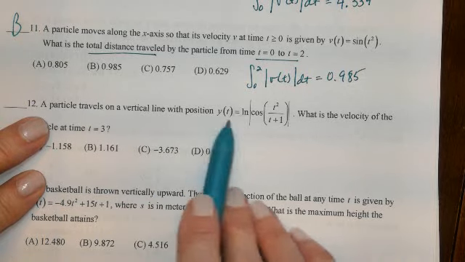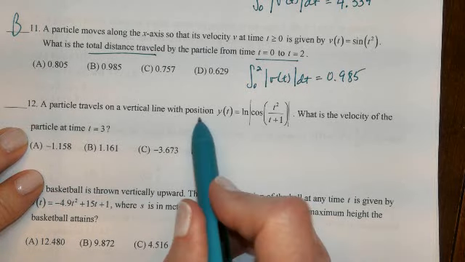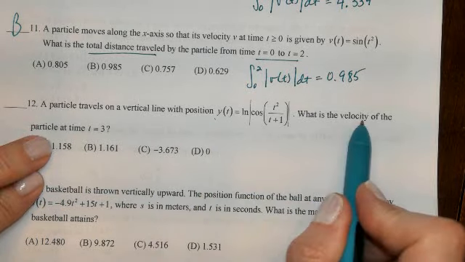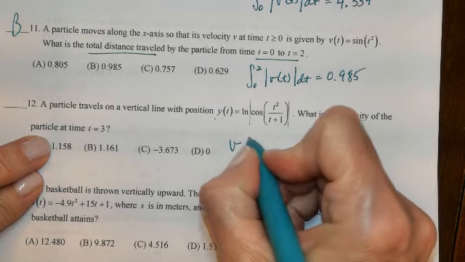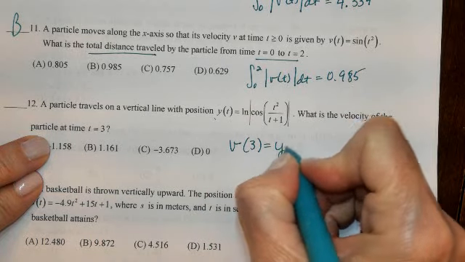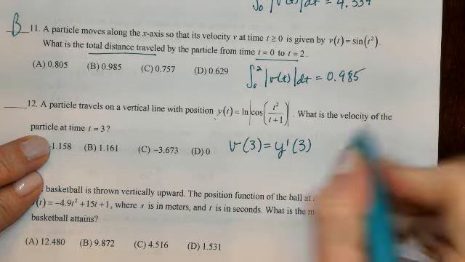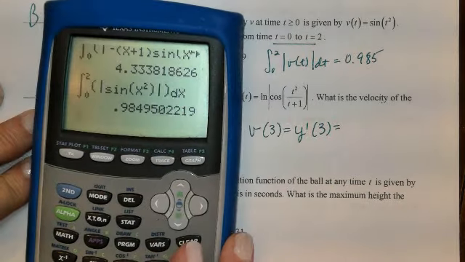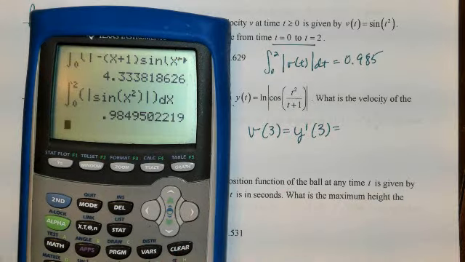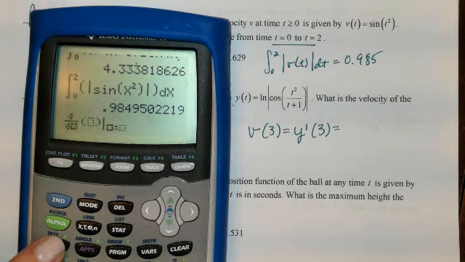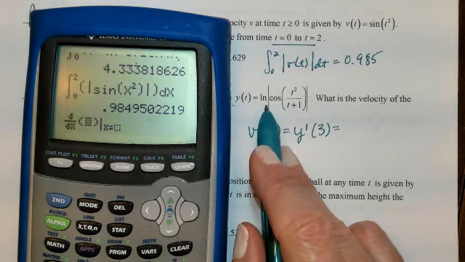A particle travels along a vertical line. This is its position. What is the velocity at time 3? Well, the velocity at time 3 is the derivative of the position at time 3. So this is just a quick calculator problem. So I need the derivative, math 8, of this function. So be careful putting this function in.